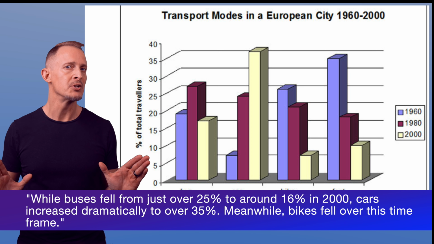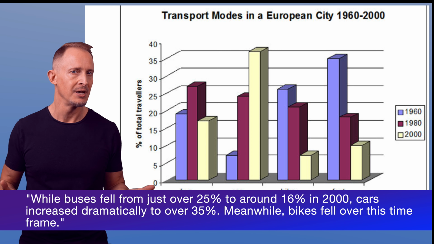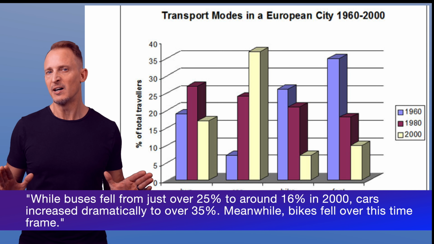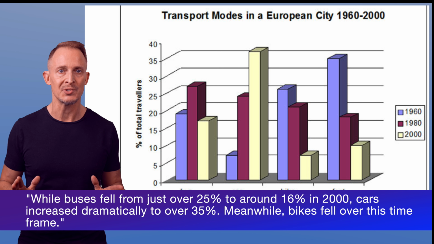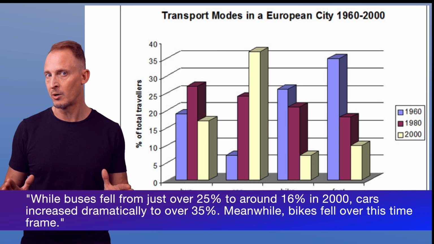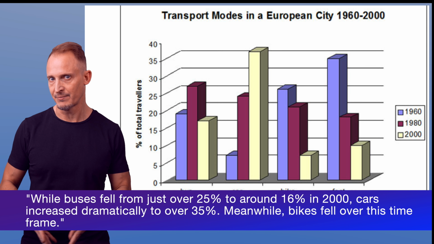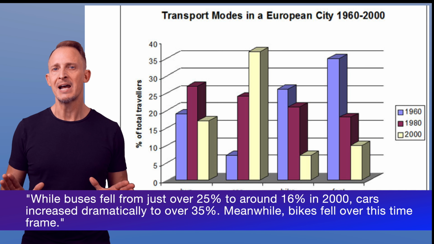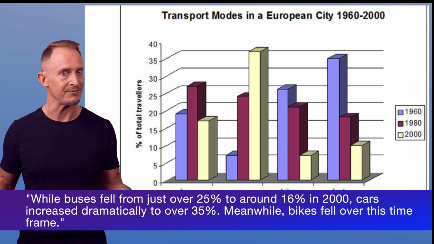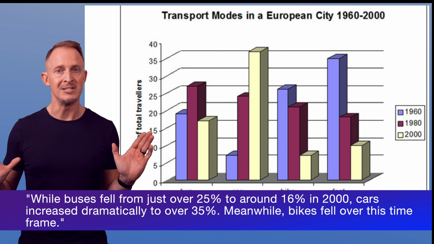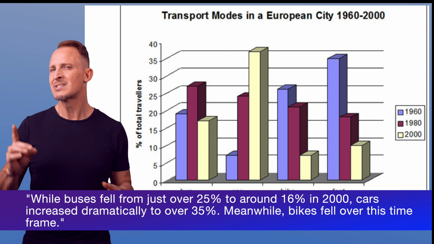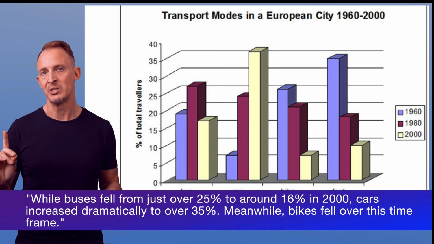But according to the description written by our student, the indication here is that the quantity of buses, bikes, or cars increased or decreased, and this is not what's being shown in this particular bar graph. Unfortunately, the IELTS candidate would lose marks with this description of the graph. So how could this have been written differently and, more importantly, correctly? Let's take a look at one possible option now.